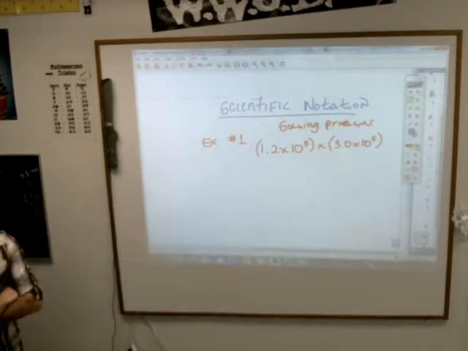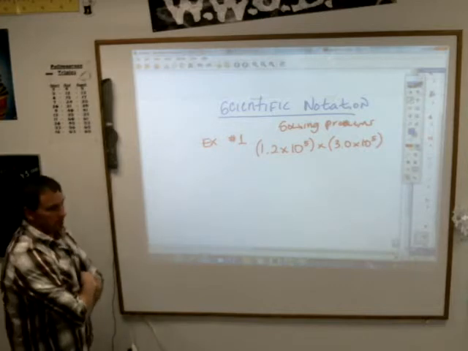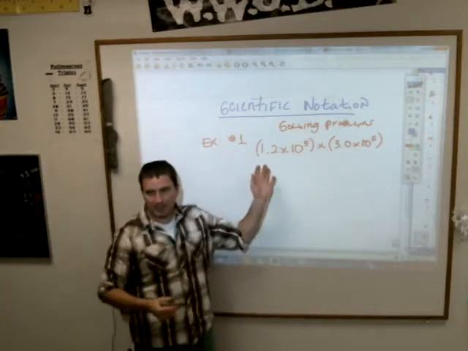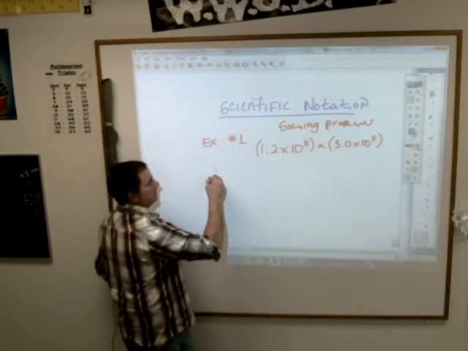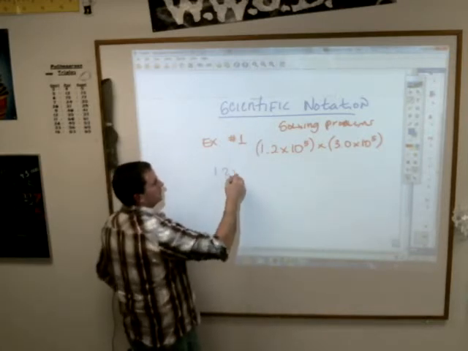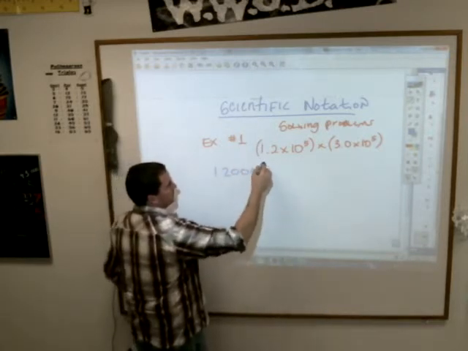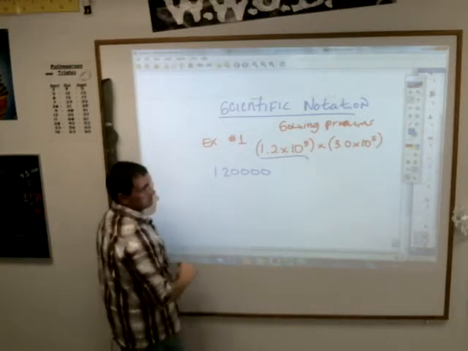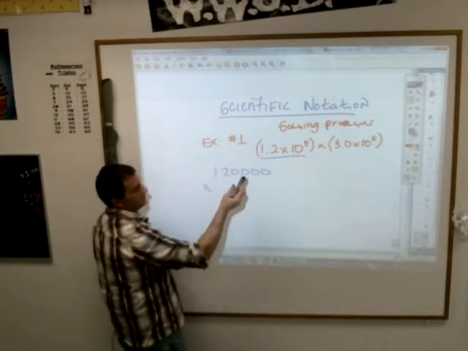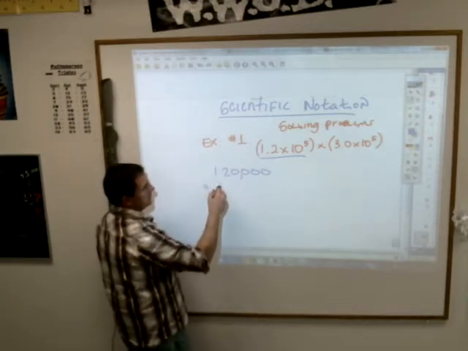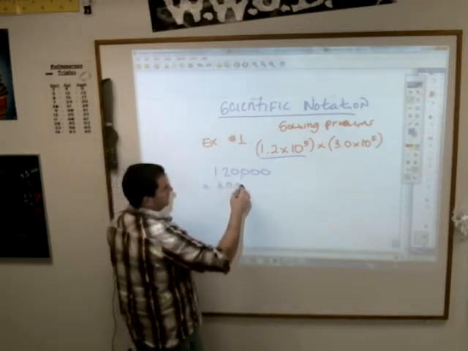If you are multiplying those two numbers together, one way to do it would be to change them back into standard form, which means you'd have what? A 1, 2 with 4 zeros after it. That's what this stands for. 120,000. And to that you'd be multiplying by a 3 with the same number of zeros behind it.